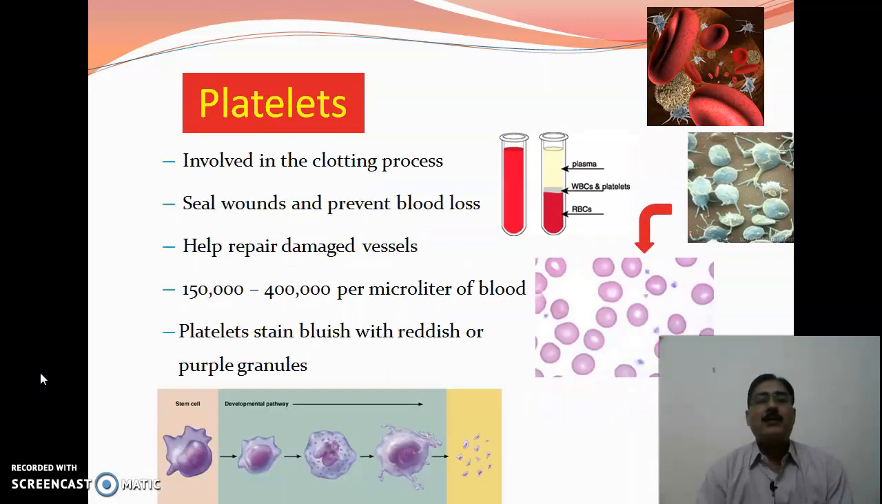They are involved in the clotting process, and they are responsible for sealing wounds and thereby prevent blood loss. They help to repair the damaged blood vessels. Approximately 1,50,000 to 4 lakh thrombocytes are present per microliter of blood, and platelets stain bluish with reddish or purple granules.